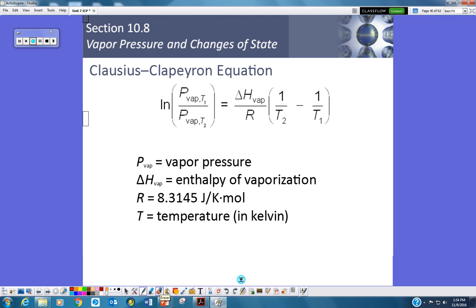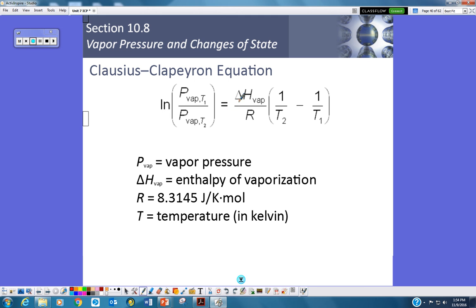The Clausius-Clapeyron equation. So this has a natural log in it. Just to go through it here, we have the natural log of vapor pressure at temperature 1 over vapor pressure at temperature 2. You're not going to put the temperatures in here. You're only going to put the pressures that exist there.